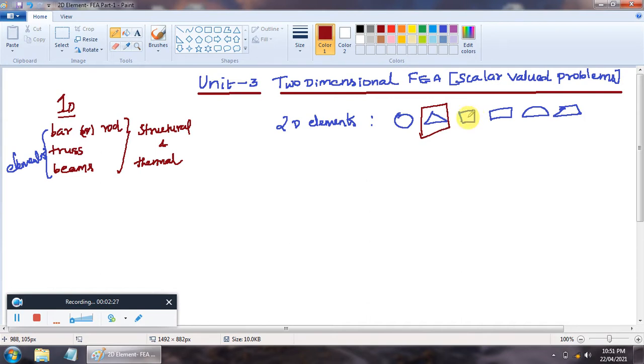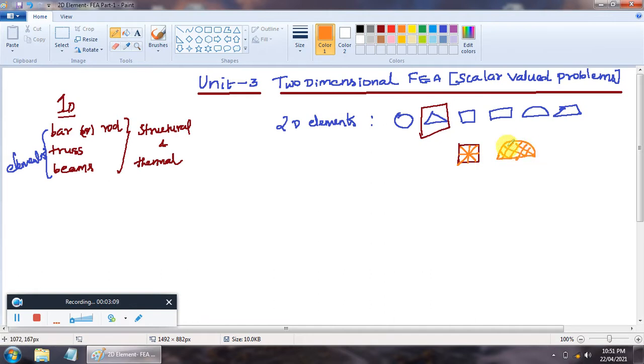discretized, in the sense of dividing the entire domain into subdomains. Suppose you have a square; this square can be divided into several triangles. If you want still finer elements, they can again be divided into several triangles. Similarly, if you take a semicircle, this can also be divided into several triangles.